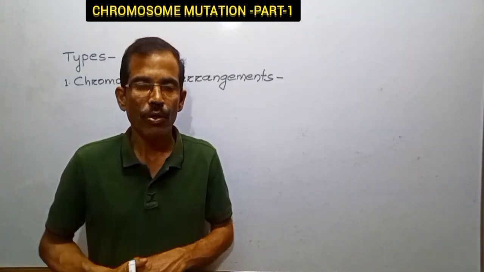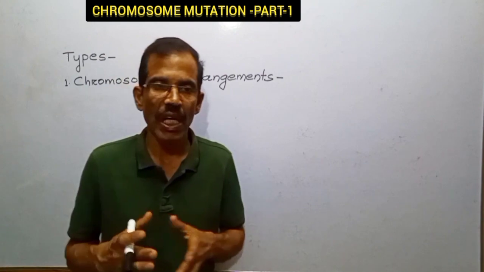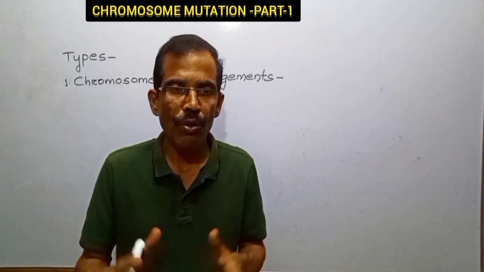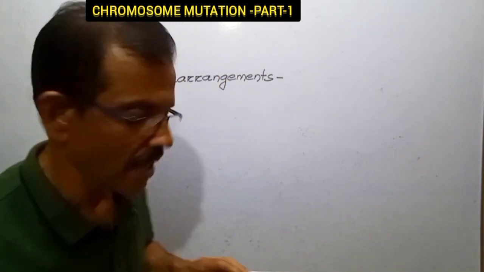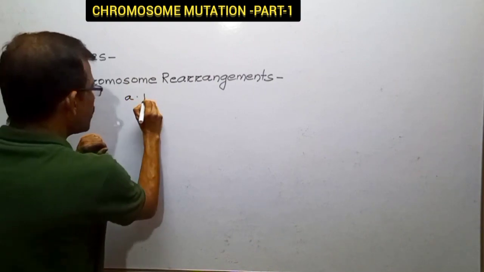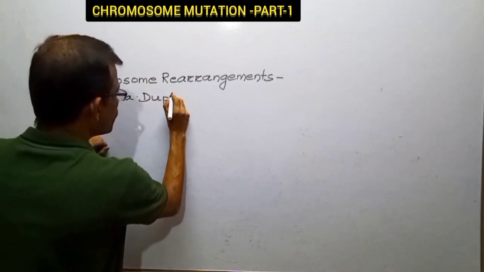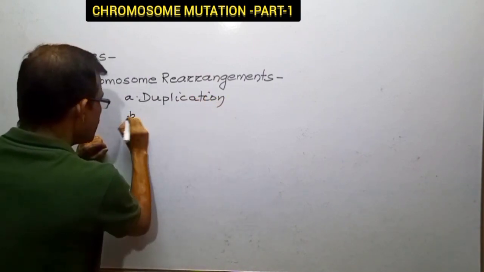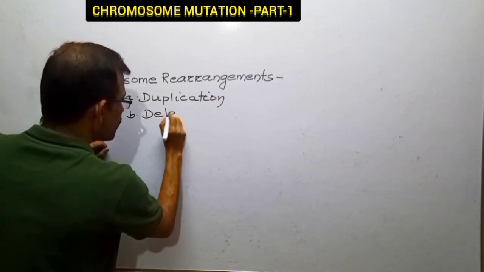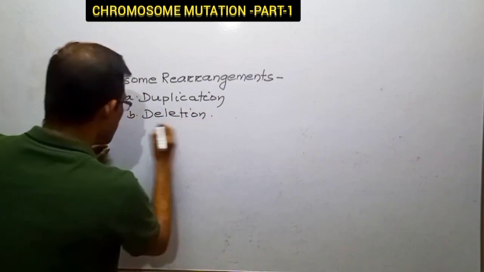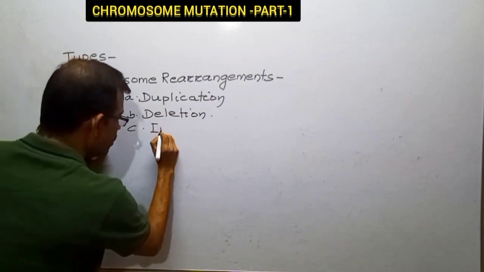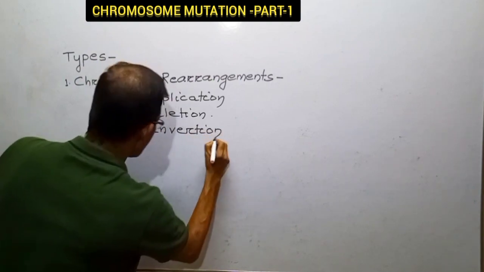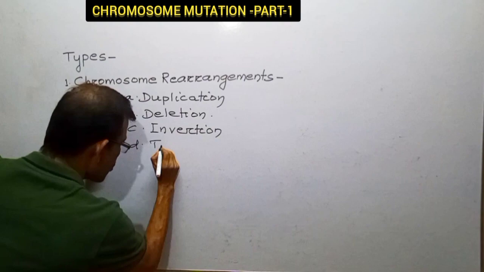First one is chromosome rearrangements that change the structure of individual chromosome. There are four basic types of arrangement, such as A. Duplication, B. Deletion, C. Inversion, and D. Translocation.